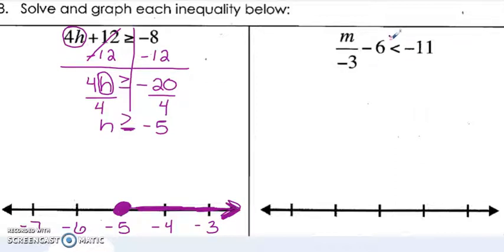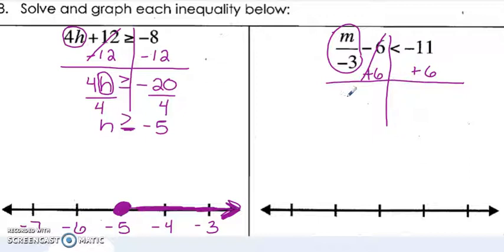My next example, I have m divided by negative 3 minus 6 is less than negative 11. Here is the variable which is connected with division right now. I need to get rid of minus 6. The opposite of minus 6 is plus 6, and I will do that to each side. The two inverses cancel each other out. I have m divided by negative 3 is less than, different signs, subtract the numbers, keep the sign of the number farther from 0.